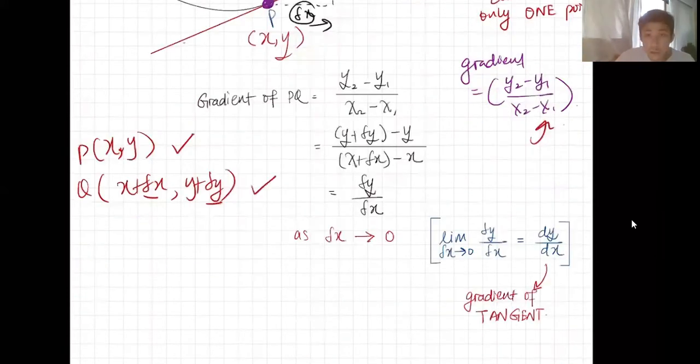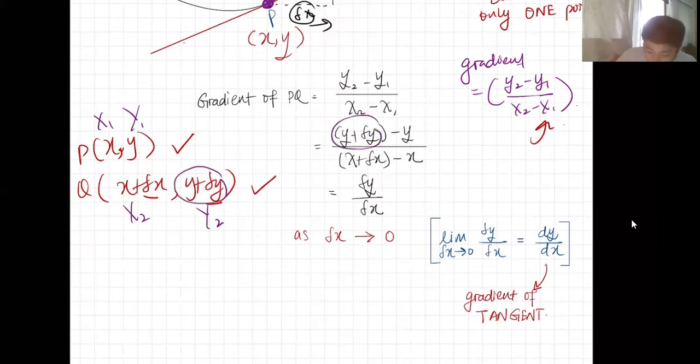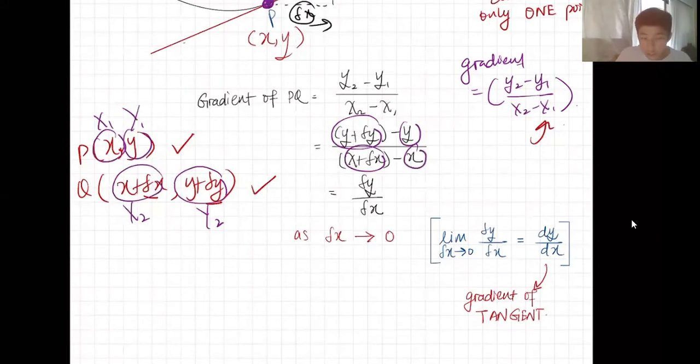What I do is I use the gradient formula. I assume this as x1, y1, x2, y2. Substitute in the formula. y2 minus y1: y2 is y plus delta y, minus y1, which is y, divided by x2, which is x plus delta x, minus x1, which is x. Okay, once I've reached this stage, you realize that the y and y will disappear, the x and x will disappear. I will be left with delta y divided by delta x, which is basically the gradient of this line PQ.